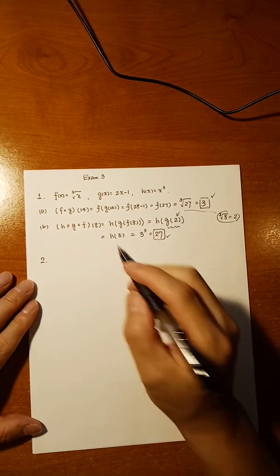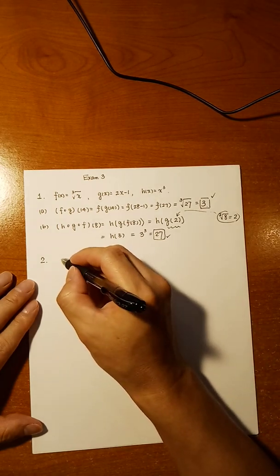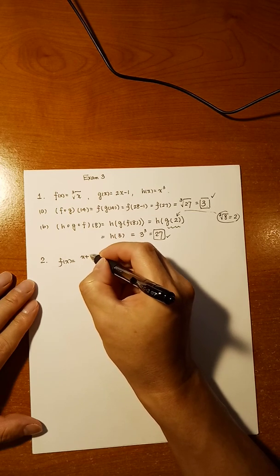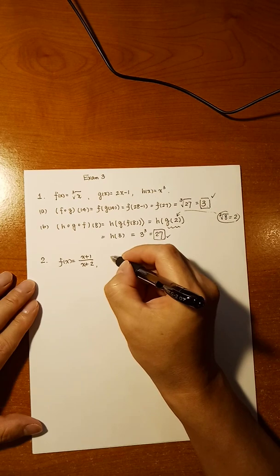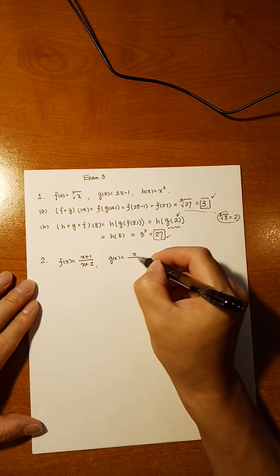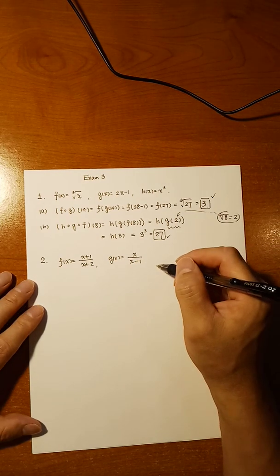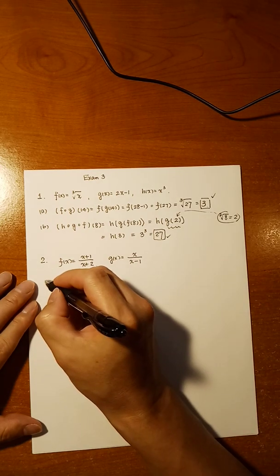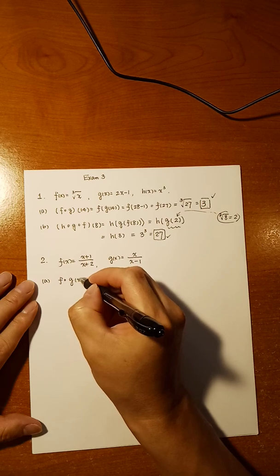All right. So second problem, we have again two functions. f(x) is (x plus 1) over (x plus 2). g(x) is x over (x minus 1). We're looking for the composite function and the domain. So A, f compose g of x.